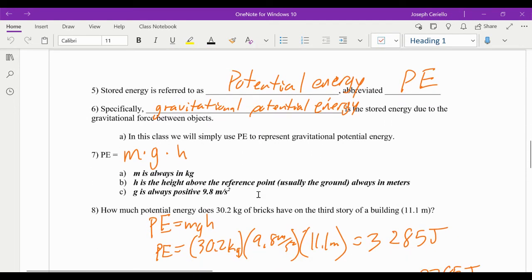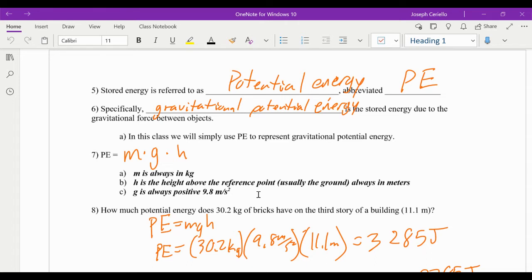Now, potential energy is stored energy, if you will. And we're going to focus right now on gravitational potential energy, which is basically potential energy due to something's height. All right. If an object is really high off the ground, it can fall. It can gain kinetic energy. If it's on the ground, it can't fall. So it doesn't have potential energy.